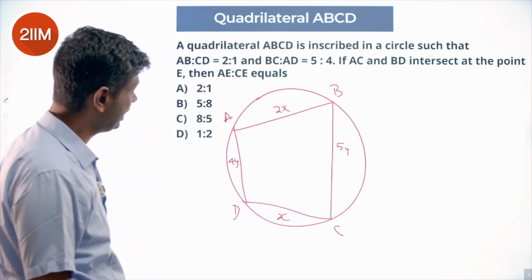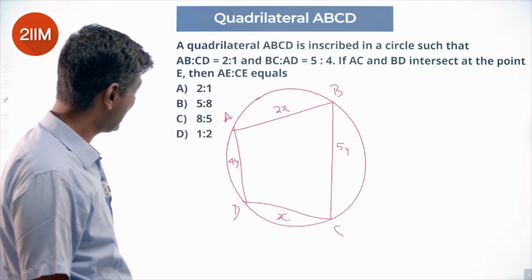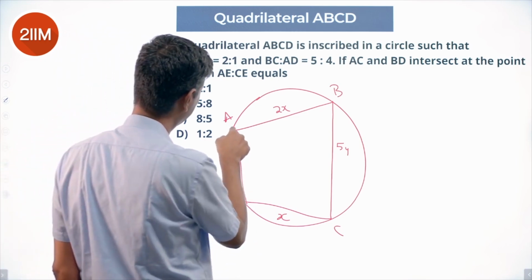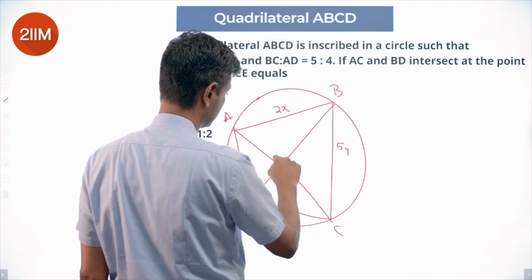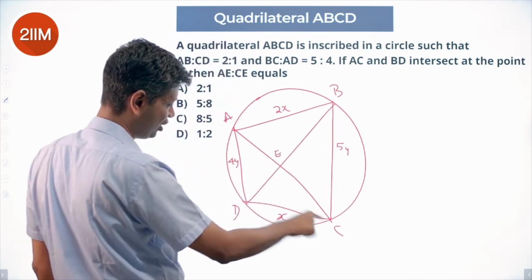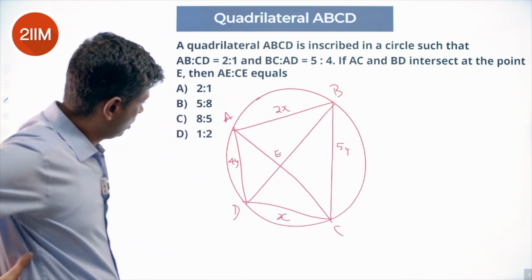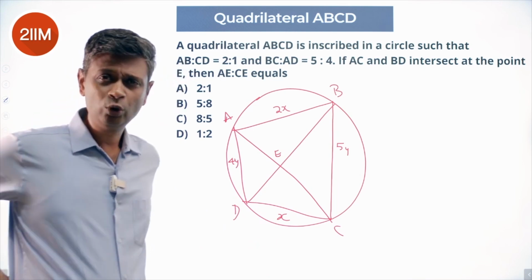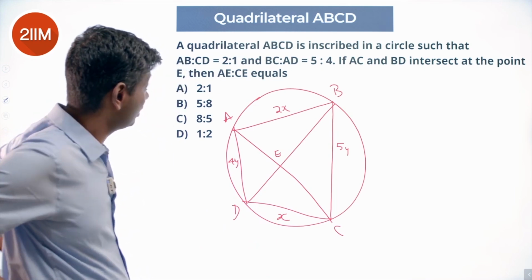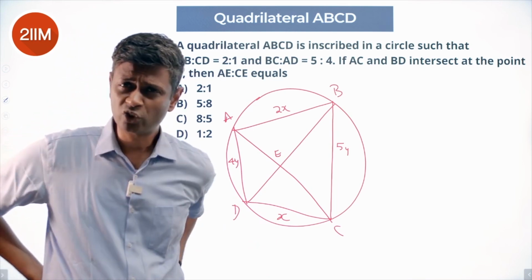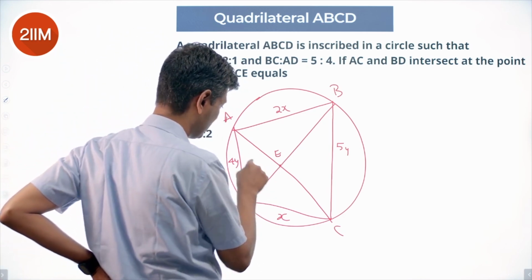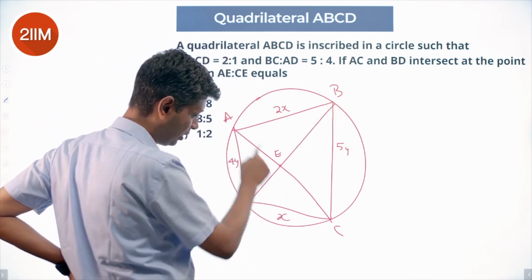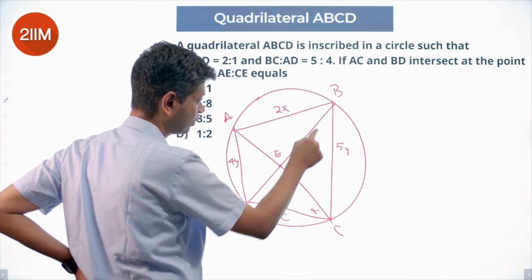If AC and BD intersect at point E, then AE is to CE. They meet at point E. We want to find AE is to CE. Nice, lovely. We know this is a cyclic quadrilateral. It's inscribed in a circle. So we know a bunch of properties from that. What do we know? We know that angle ABD is equal to angle ACD. This is alpha. This is alpha.